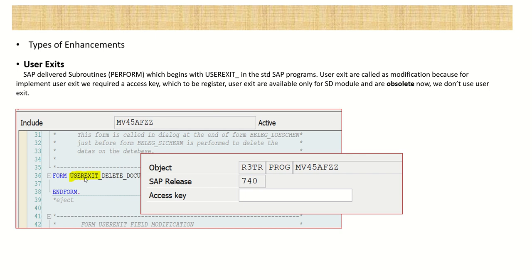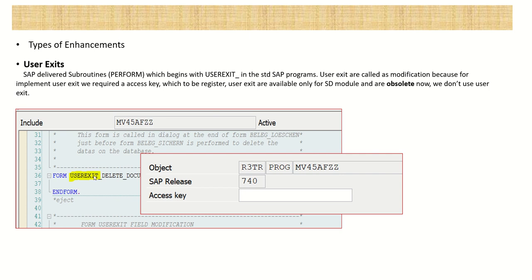But because we are adding the code directly through the access key, this is not a customer namespace. What is the customer namespace in SAP? Any object starting with Z or Y, we call it the customer namespace. But here in the user exit, we are not creating any Z object, we are directly adding our code. That's why a user exit is called a modification in the standard code.